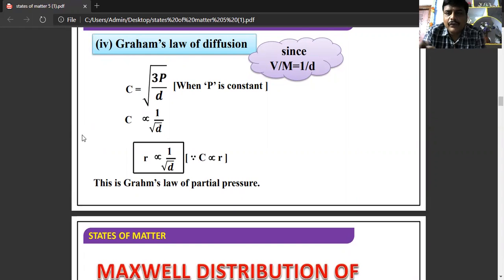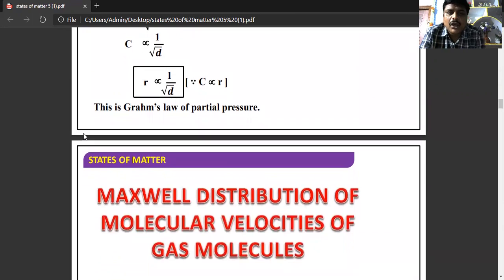We know that density is equal to mass per volume. Here, volume by mass is nothing but 1 by D. So C is equal to root of 3P by D. Because pressure is constant, C is proportional to 1 by root D. C is nothing but RMS velocity. R is nothing but rate of diffusion. Since C is directly proportional to R, instead of C we can write R is directly proportional to 1 by root D.